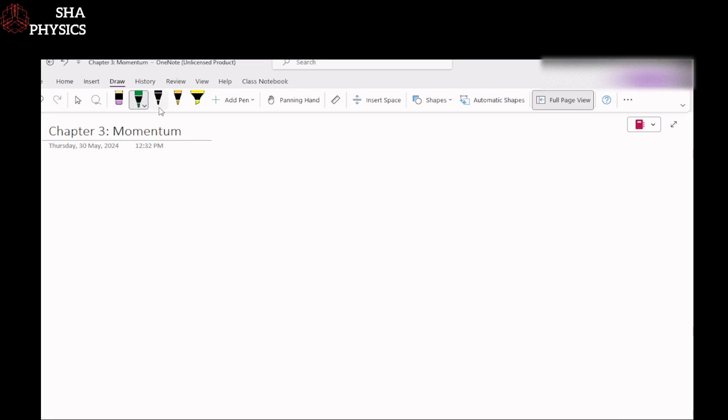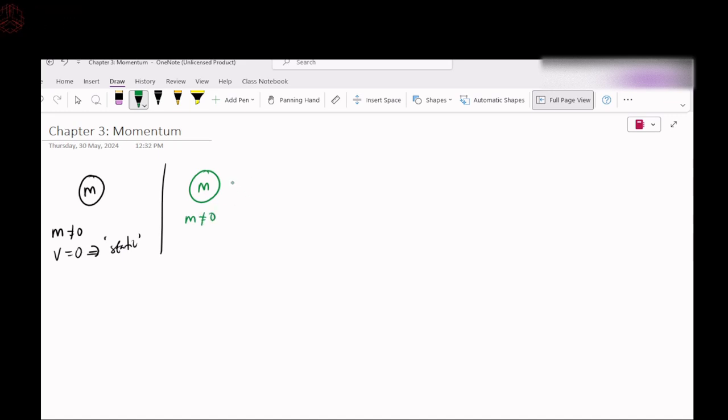So let's begin by looking at the motivation behind momentum. Let's consider a ball of mass m. Obviously, the mass is not zero, but the velocity of this ball is zero. It's not moving. When it's not moving, we call it static. So the matter content of this ball is just what we call mass. Now consider another ball, but this ball has the same mass as before. It's not zero, but this one is moving at some velocity, so now our velocity is no longer zero.